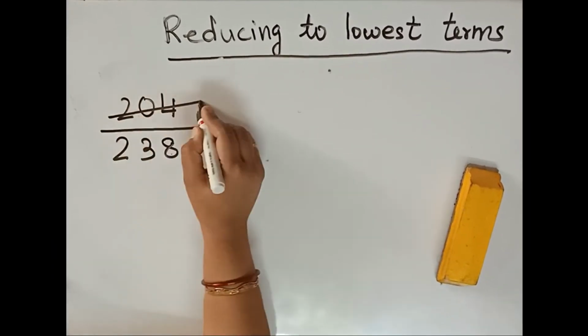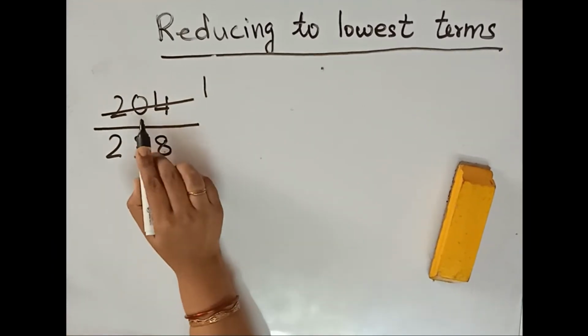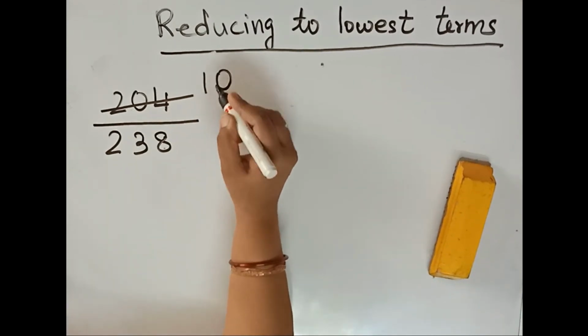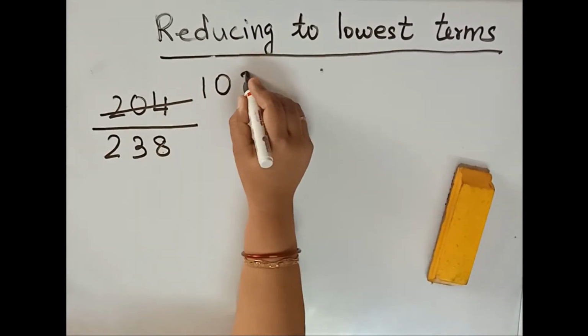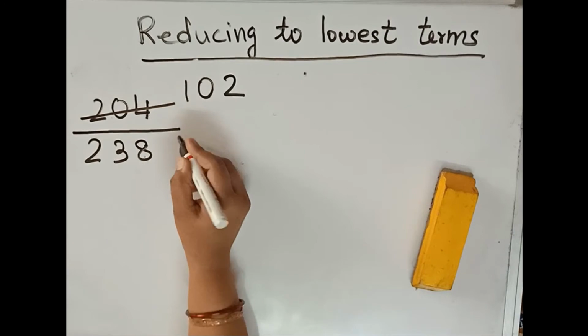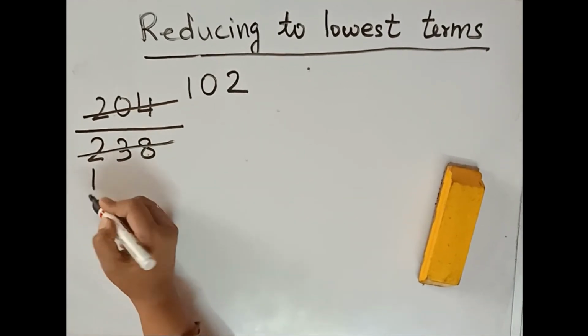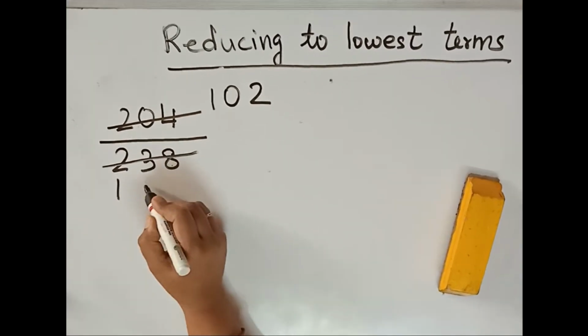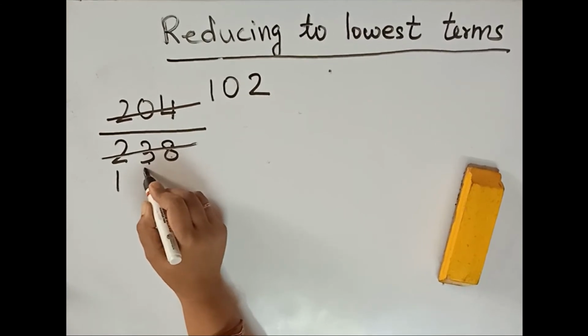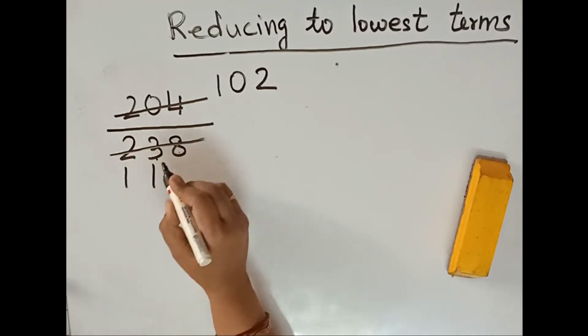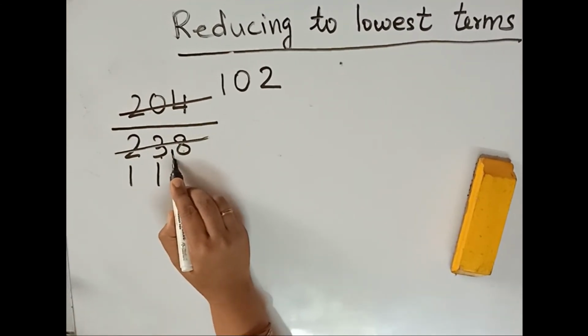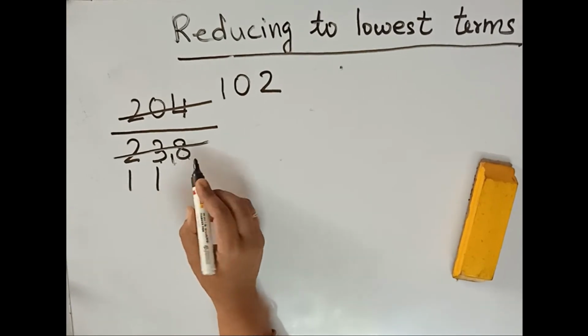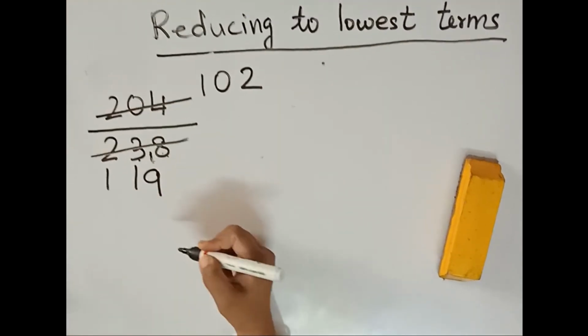Okay. Now 2 1s are 2. 2 0s are 0. 2 2s are 4. Okay. 2 1s are 2. Now here it is 3, less than 3. 2 1s are 2. 1 is remaining. So 1 is remaining. We are keeping here. It becomes 18. 2 9s are 18.